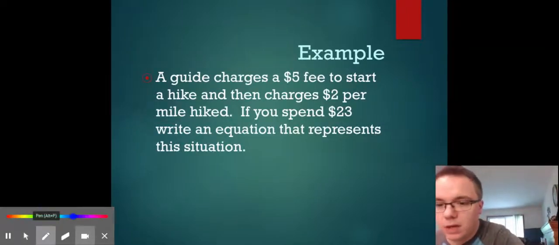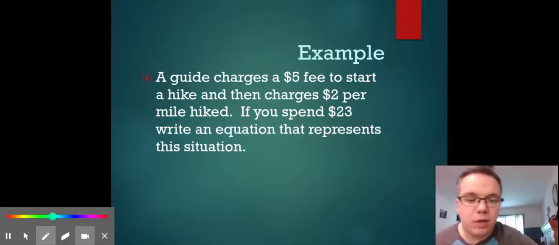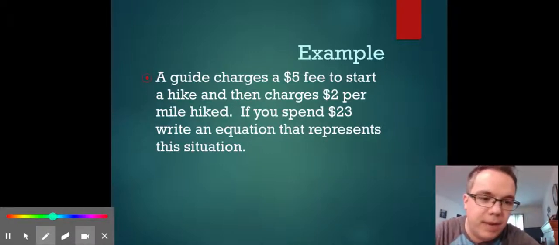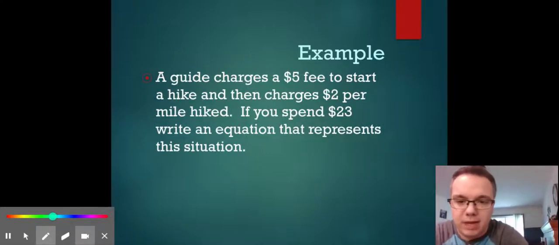So first thing, we are going to find our variable. What are we looking for? It looks like we have a fee to make a hike, $2 per mile hiked, and the amount of money we spent. What we don't have is the number of miles. So that is what I'm going to make my variable.